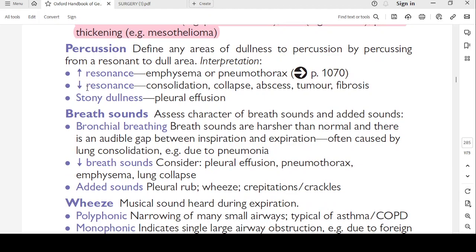Whereas decreased resonance is seen in consolidation, collapse, abscess, tumor, fibrosis. Stony dullness is seen in pleural effusion.